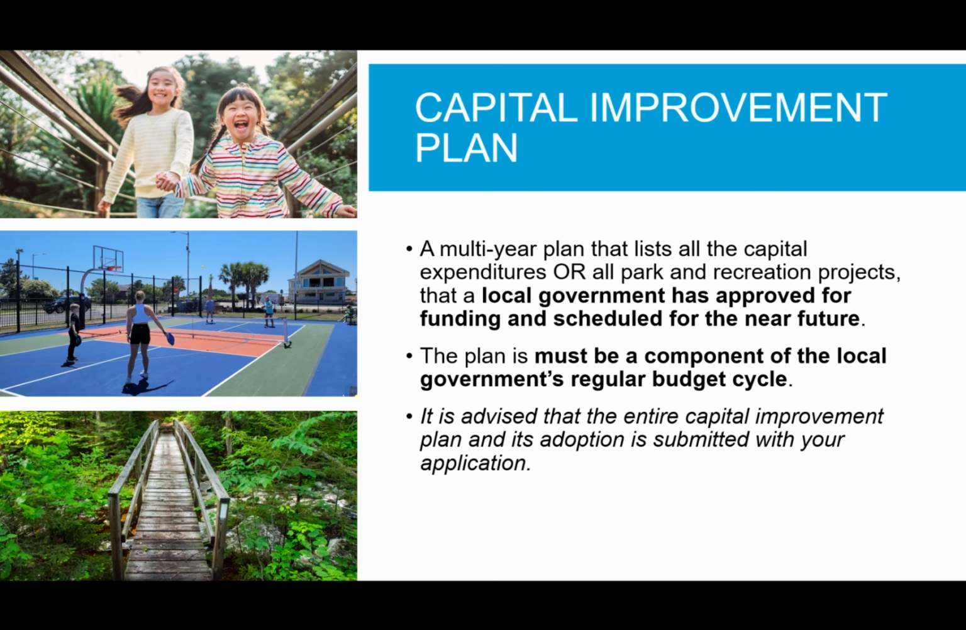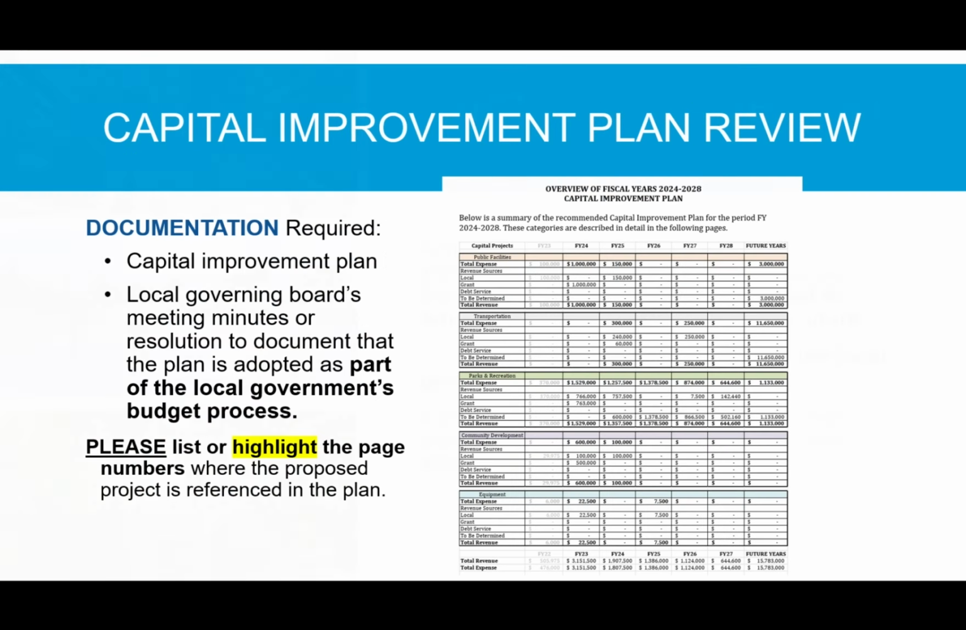A CIP is, again, part of the local government's regular budget cycle, and it must be a component of that. It is advised that you submit the entire capital improvement plan and its adoption with your application. This will help us confirm that it is part of the government's regular budget cycle and that we see the full picture of what you're proposing to do. So the documentation required, again, is a capital improvement plan, the local governing board's meeting minutes or resolution to document that the plan is adopted as part of the local government's budget process.